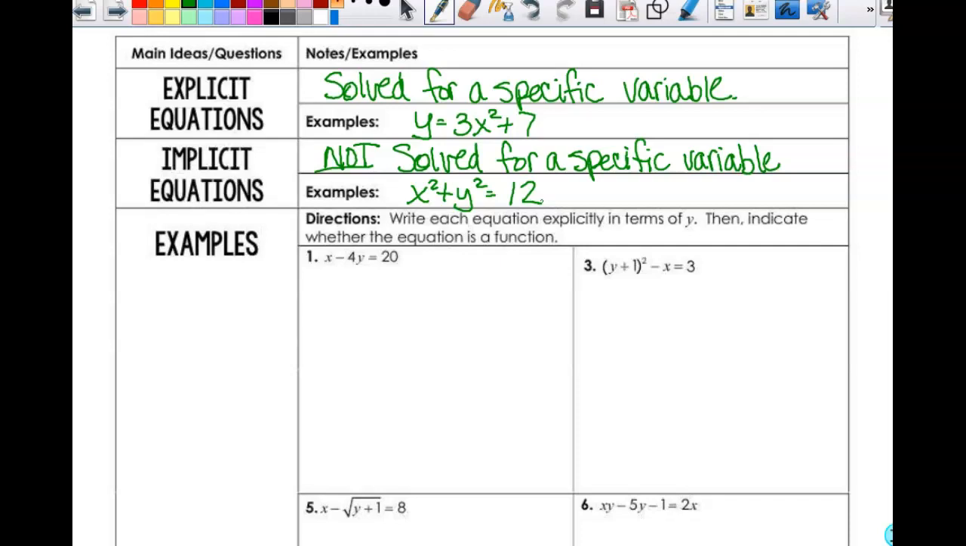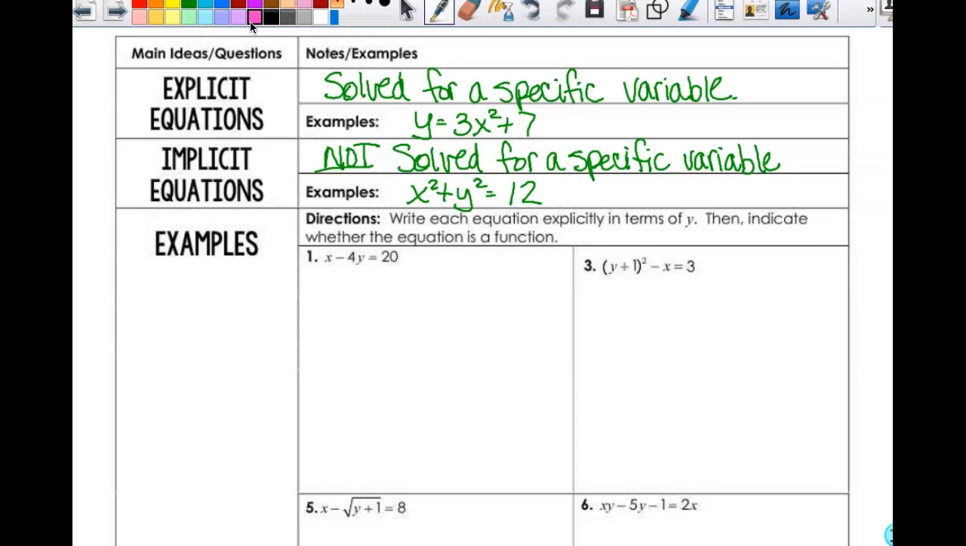So it does say write each equation explicitly in terms of y. Honestly, that word explicitly is not usually there. It usually would just say, write the equation in terms of y. In terms of y means y equals, y all by itself equals something over there. It could have x's, it could have z's, it could have numbers, whatever, but you got to get y all by itself. So that's what it means. You're solving for y, basically.